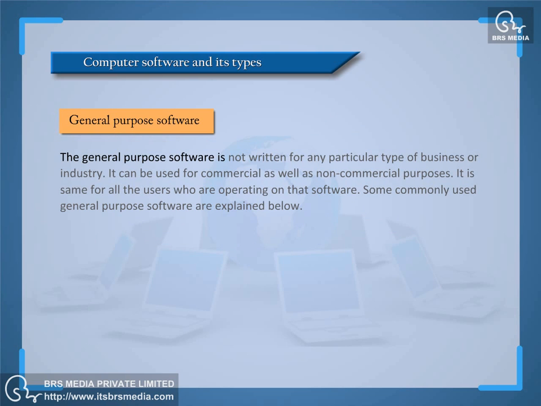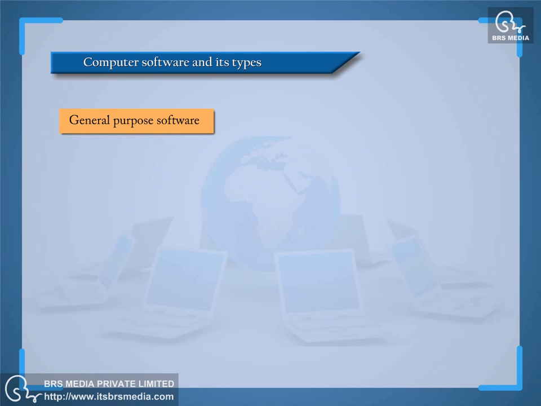General purpose software. General purpose software is not written for any particular type of business or industry. It can be used for commercial as well as non-commercial purposes. It is the same for all the users who are operating that software. Some commonly used general purpose software are explained below.